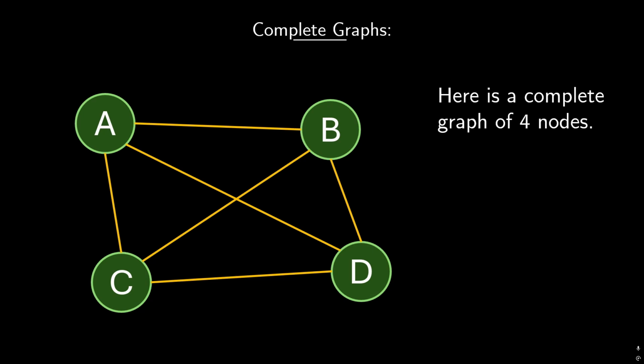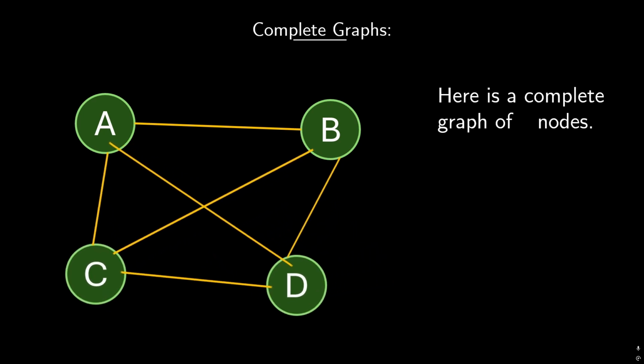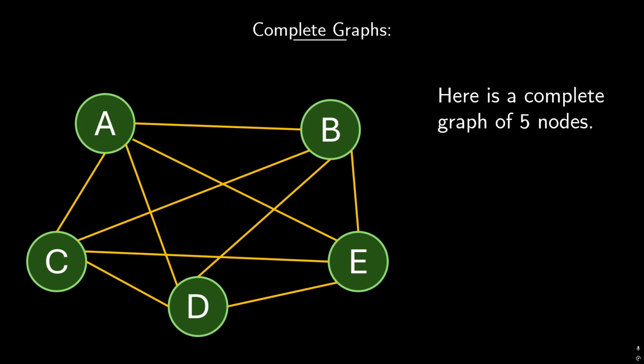Notice here that A is connected to B, C, and D, right? B is also connected to A, C, and D. C is connected to A, B, and D. D is connected to C, A, and B, right? So everyone is connected to each other. And you can imagine how, if you wanted more nodes, for example 5 nodes, then this is what it looks like. And again, pay special attention to how everything is connected to each other. Okay, so those are complete graphs, right?